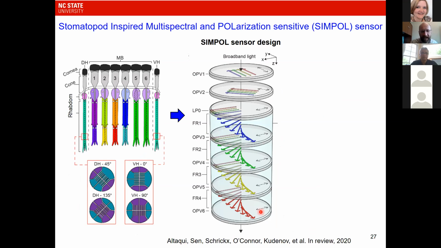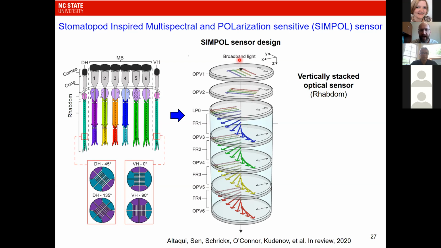But we take inspiration from that and we try to create a photodetector that we call a stomatopod-inspired multispectral and polarization sensitive sensor. Simple, although it's not that simple, but call it a simple sensor. This mantis shrimp is a type of stomatopod, so that's where we get that from, where we take various inspirations from the mantis shrimp. So for one, here's our design, effectively. My computer's freezing again. I hope I don't lose you guys.